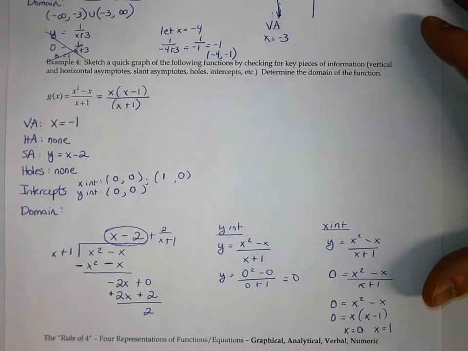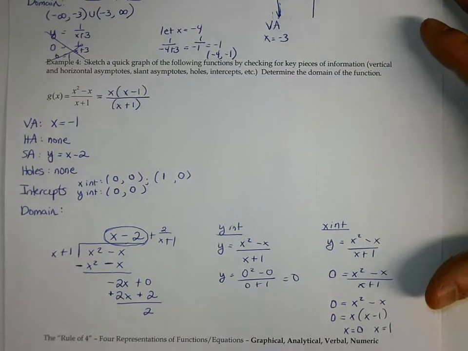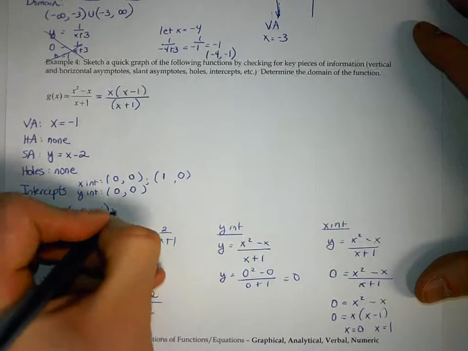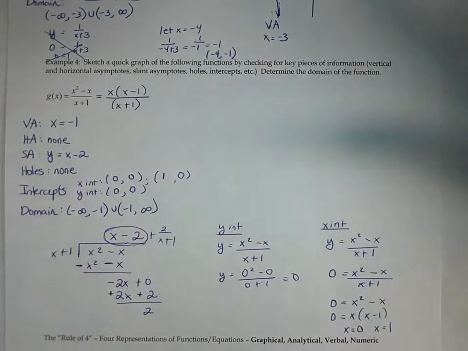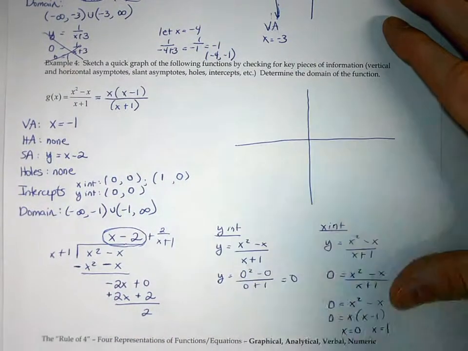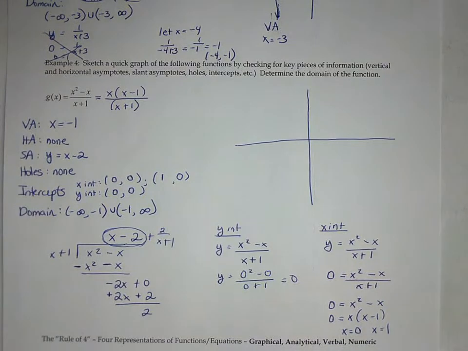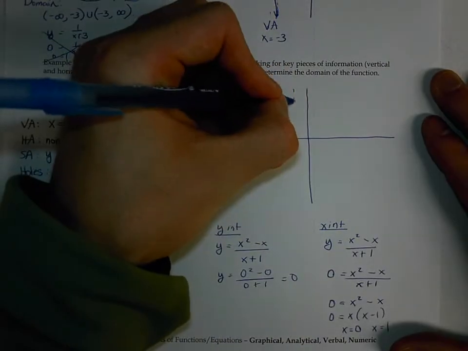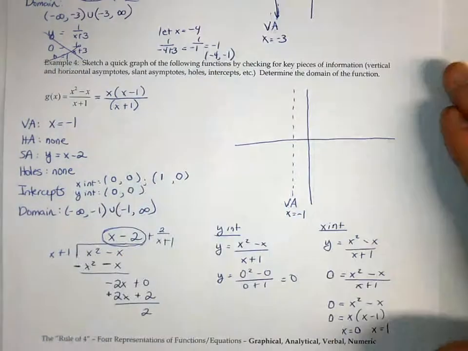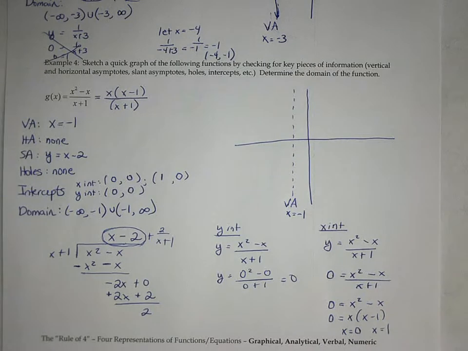Finally, the domain. We want to exclude the x values that the equation cannot be, which is x equals -1. So go from negative infinity to -1, union with -1 to infinity. Now I've got all those pieces, we can begin to graph this out. The first piece, we have a vertical asymptote at x equal to -1. So we'll go to -1, and we've got a vertical asymptote at x equals -1. No horizontal asymptote. We do have a slant asymptote, which is x minus 2.